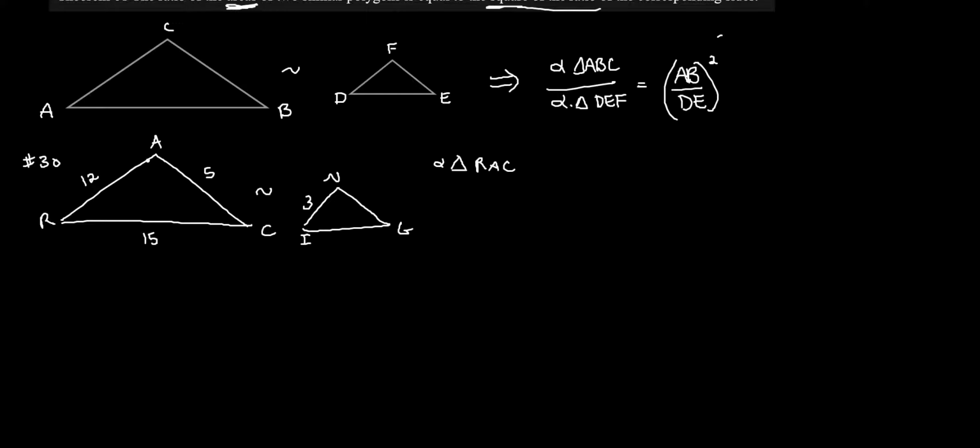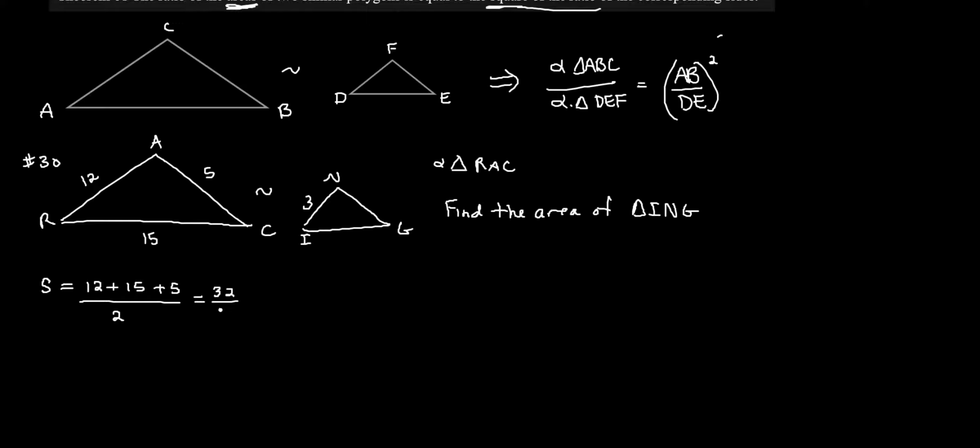So let's do that. We're going to find the area. For the question, they want you to find the area of triangle ING. So the first thing you have to do is find the area of the one that has all the sides. So remember Heron's theorem? We have to find the S first, so we add up all the sides. 12 plus 15 plus 5 divided by 2 is going to be 32 divided by 2, which gives us 16.